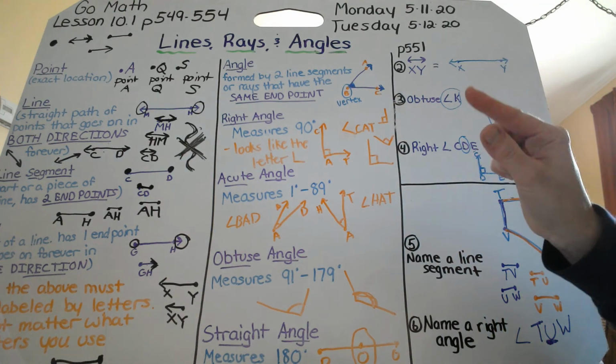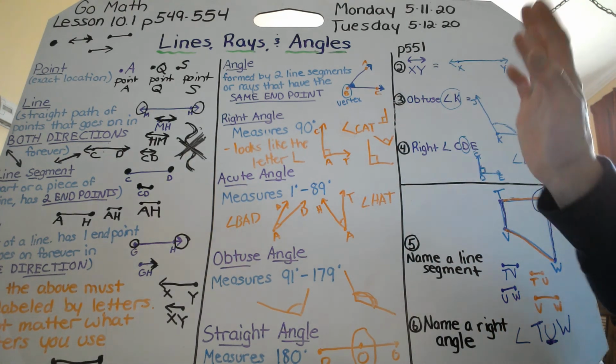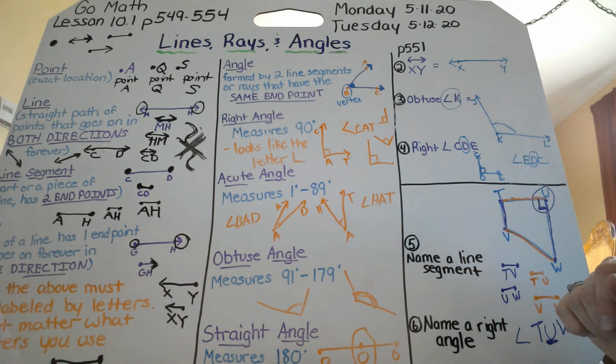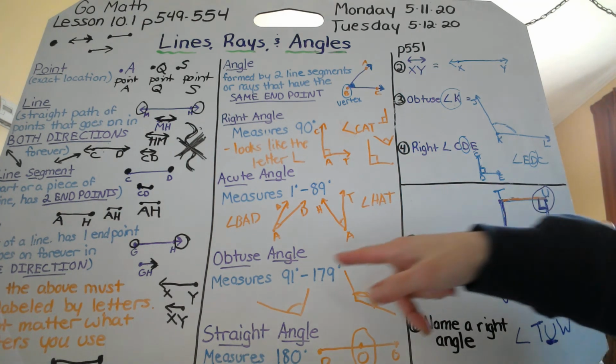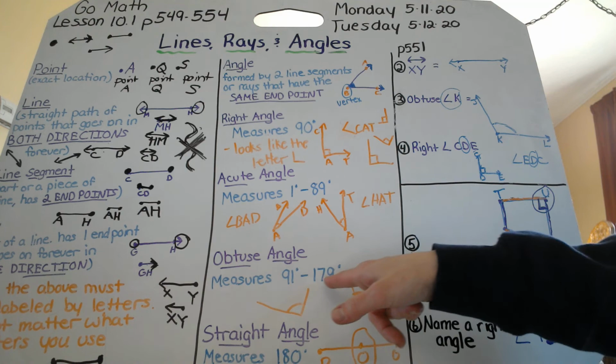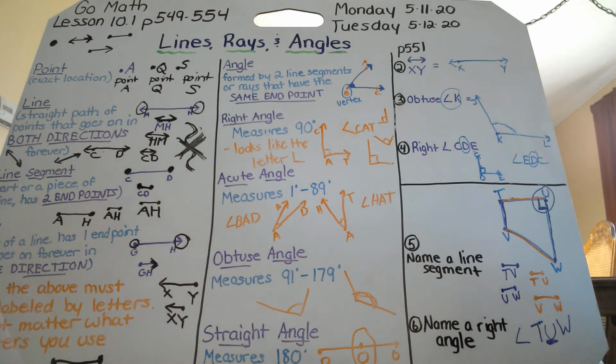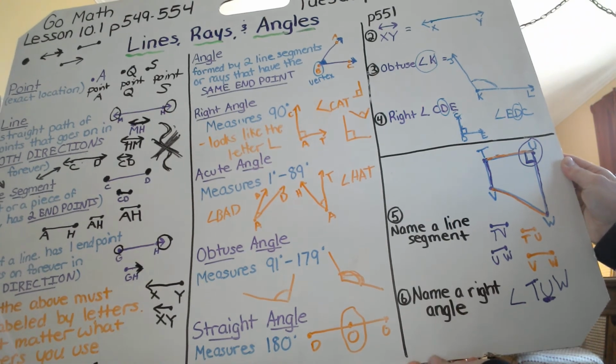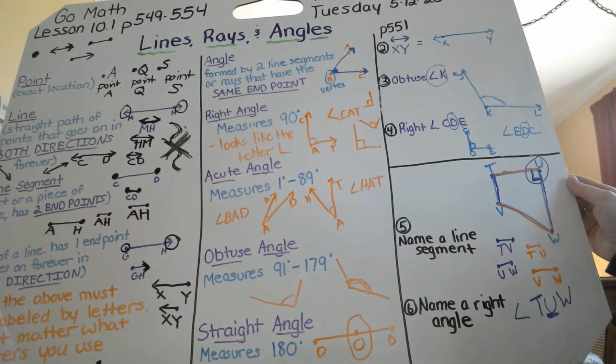Your right angle measures 90. Your cute tiny acute angle is smaller than a right angle, and it measures 1 degree to 89 degrees. Your fat obtuse angle is bigger than a right angle. It measures 91 degrees to 179 degrees. And your straight angle measures 180 degrees. Remember that your straight angle is another name for a straight line.